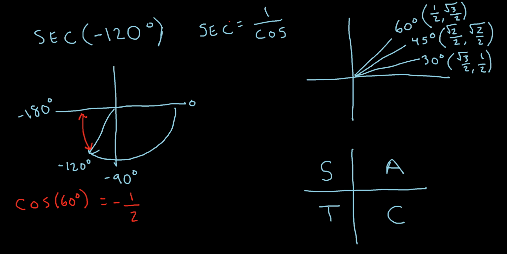Remember, we want to try to find the secant. So the secant is just going to be 1 over negative 1/2, which is just the reciprocal. So we're actually just going to get negative 2. And that's our final answer. The secant of negative 120 degrees will be negative 2.